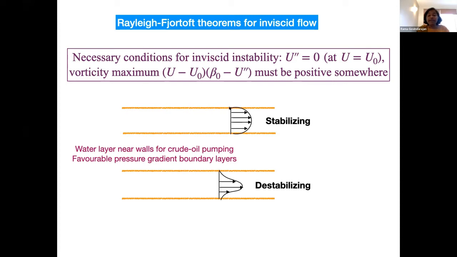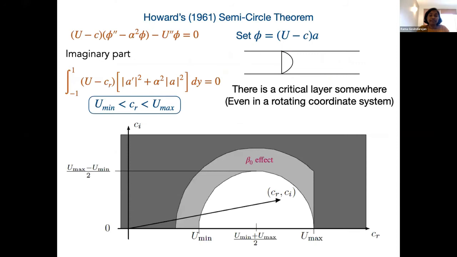The basic point is that profiles which look like this are stabilizing in the inviscid limit. They will not have inflectional points. Profiles which look like this are destabilizing. Any wiggly, sinusoidal profile is by definition u double prime equal to 0 again and again, and it's destabilizing. So this has been used in many engineering applications.